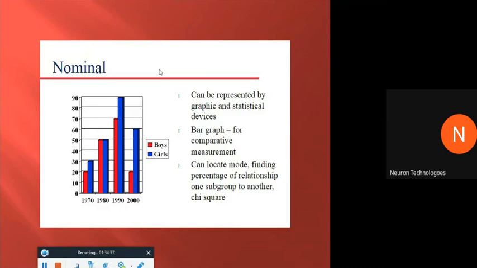So you are looking at boys and girls, the description and pictorial representation is in front of you. And you can clearly tell and find out what the outcome is.